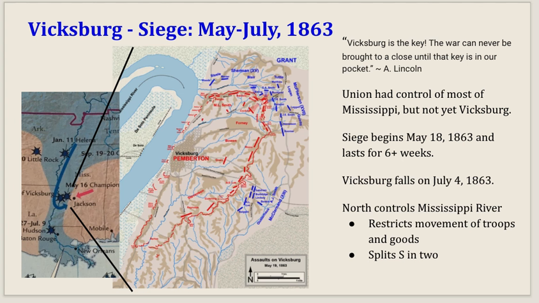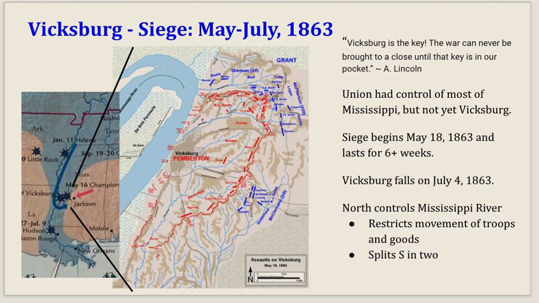And a final key turning point was the fall of Vicksburg. As you can see from the map on the left, Vicksburg is a town on the Mississippi River. By the time we get into mid-1863, the Union has control of most of the Mississippi River, but not this town. And so everyone recognizes the importance of this town of Vicksburg. The Confederate president, Jefferson Davis, says Vicksburg is the nailhead that holds the South's two halves together. And U.S. President Abraham Lincoln says Vicksburg is the key. This war can never be brought to a close until that key is in our pocket.